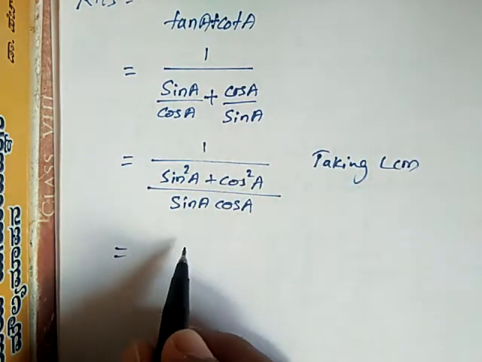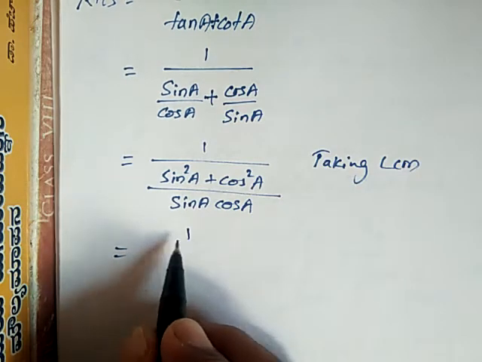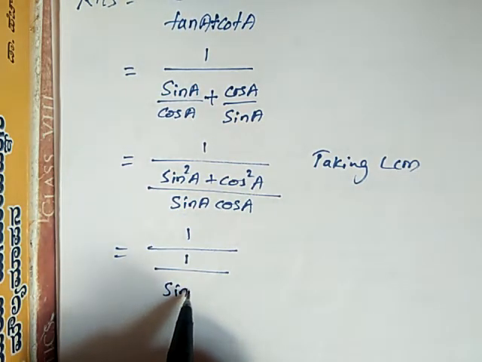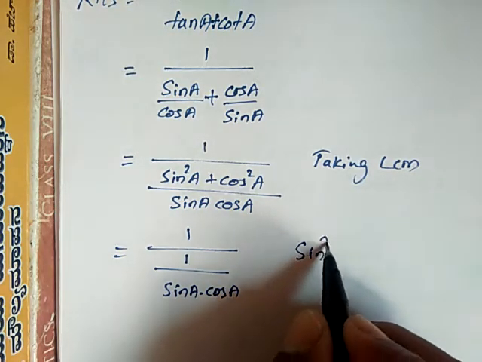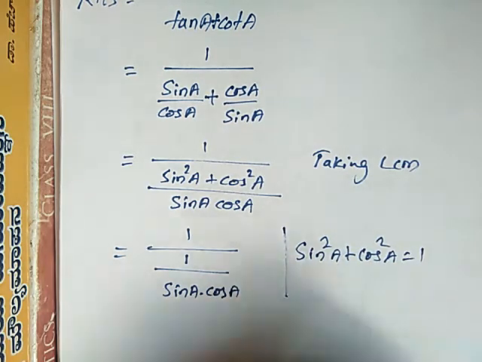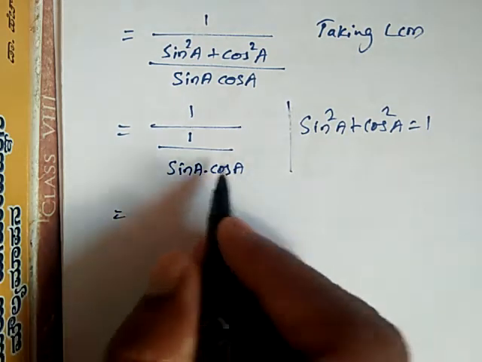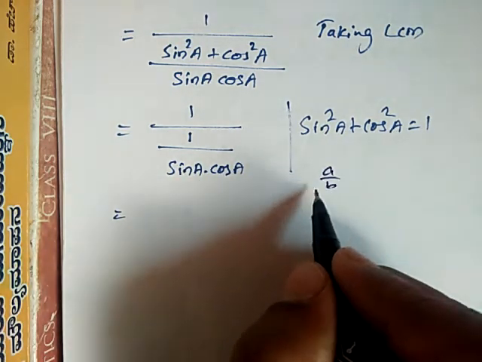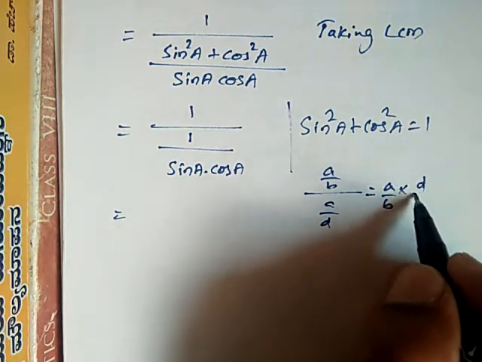Okay, so now this can be written like this. 1 divided by what? sin square A plus cos square A, over sin A into cos A. Since sin square A plus cos square A is equal to 1, this is the identity. Using this, this can be written as what? A by B divided by C by D, A by B whole divided by C by D, can be written as A by B into D by C.